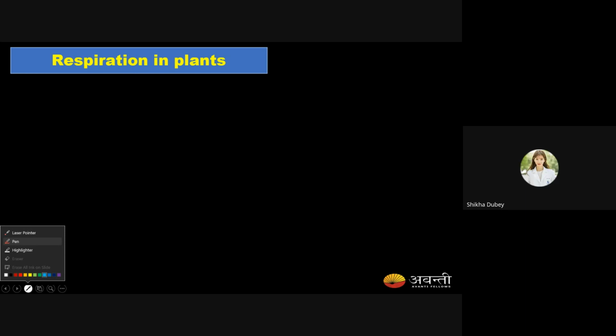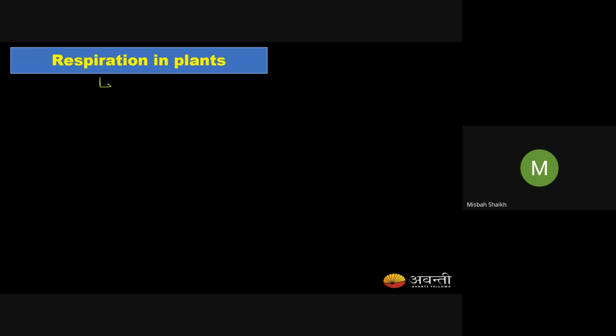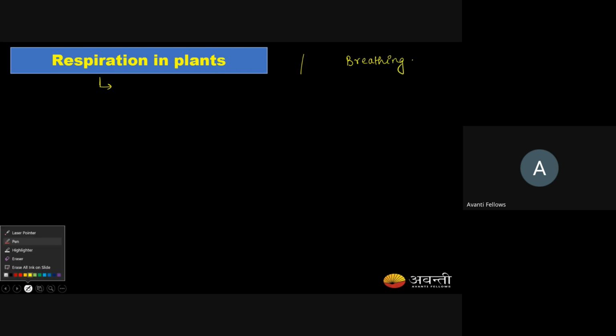The breakdown of food in the presence of oxygen. Anyone else? The inhale of O2 and the exhale of CO2 is called respiration. Respiration is the process of breathing in oxygen and breathing out carbon dioxide. There are two processes: the first one is respiration and the second one is breathing. Differentiate between these two terms.